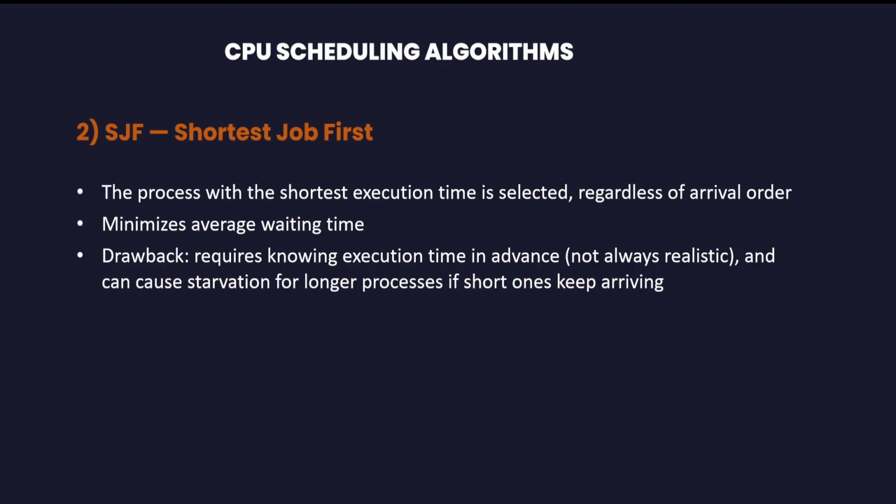The drawback is it requires knowing execution time in advance and can cause starvation for longer processes if short ones keep arriving. So, if all the jobs with 1 minute or 2 minute arrive, the CPU will be allocated to those jobs and a job with 60 minute will never get the CPU until all the short jobs finish. So this is the meaning of starvation, that longer processes will never get the CPU if shorter ones keep arriving.